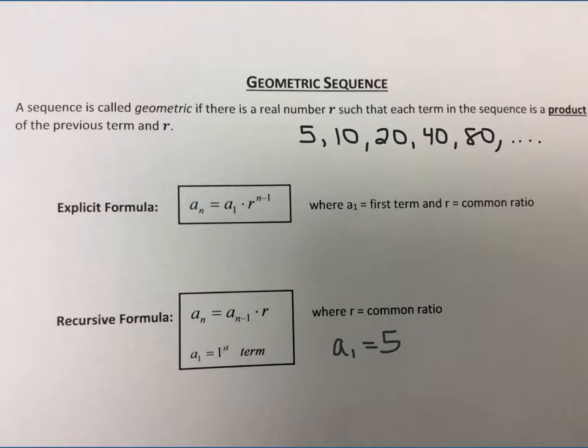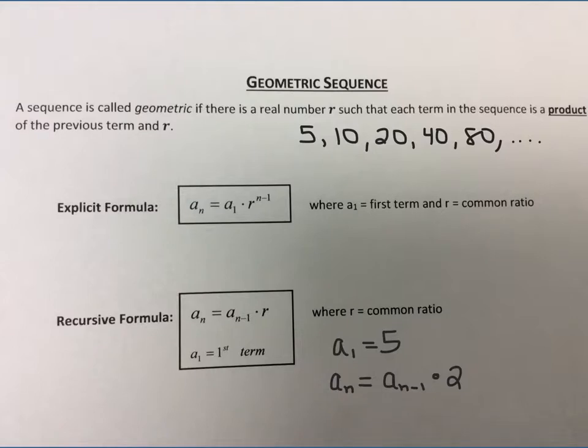So here, I'm going to write a sub n equals, well, we're taking the previous term, which I'm going to call a sub n minus 1, and we're multiplying that, so I'm just going to hit times by 2. And that's really what this says here, okay? A sub n is equal to a sub n minus 1 times r. R stands for the common ratio. That means what are we multiplying by to get from one term to the next?